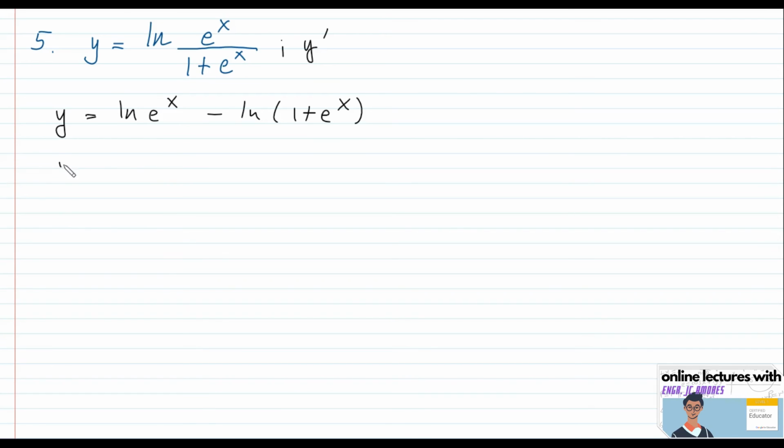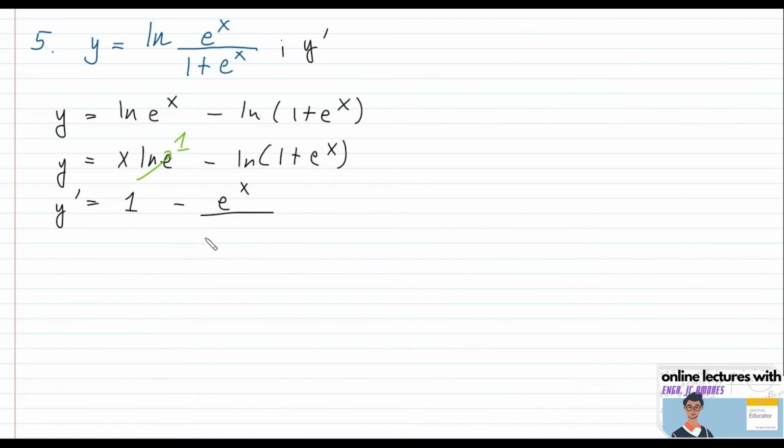And as we can see here, ln of e raised to x is x ln of e. So minus ln of 1 plus e raised to x. Now the good thing about this is ln of e is already equal to 1. So we are simply deriving y is equal to x minus ln of 1 plus e raised to x. So let's go ahead and get the derivative. On the next step, the derivative of x is simply 1. So minus the derivative of 1 plus e raised to x, which is equal to e raised to x only. Derivative of 1 is 0, and the derivative of e raised to x is also e raised to x.